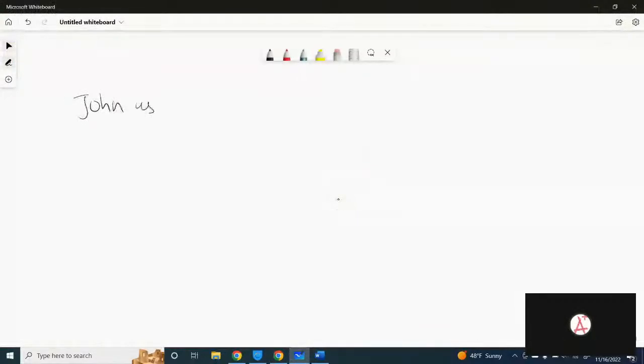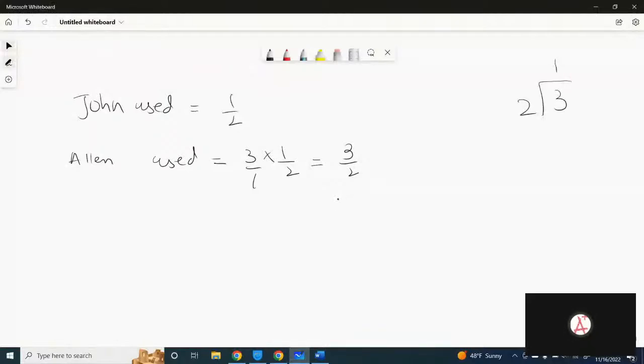John used just half of the lemonade, but Alan used 3 times as many as John did. Got it? So if you need to do 3 times 1 by 2, it is then 3 times 1 is 3 and 2 times 1 is 2. Yes, it would be 1 whole 1 by 2. Just divide 3 by 2. So it would be 2 times 1 is 2 and you are left with 1. It would be 1 whole 1 over 2.